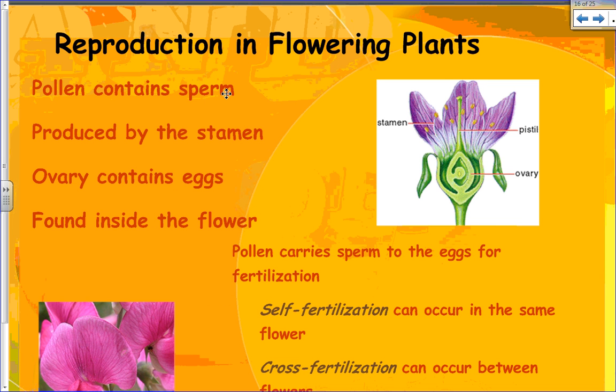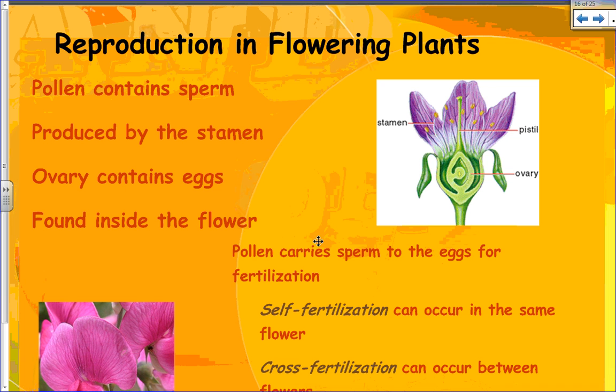Now, just a little bit of reproduction in flowering plants. Pollen is what will contain the sperm. It's produced by the stamen. So if we look at our flower here, that's a stamen, and that's where the pollen is located. The ovary contains the egg. So here's the ovary, and that's found inside the flower.